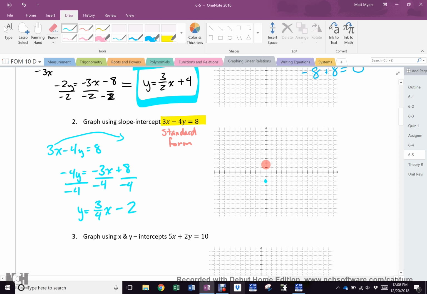Negative 2, up 1, 2, 3, 4, right 1, 2, 3. Wait, you went up. Down 1, 2, 3, 4, left 1, 2, 3. No, you have to, what? You have to go up 3. 1, 2, 3. Oh, yes. 1, 2, 3, 1, 2, 3, 4.